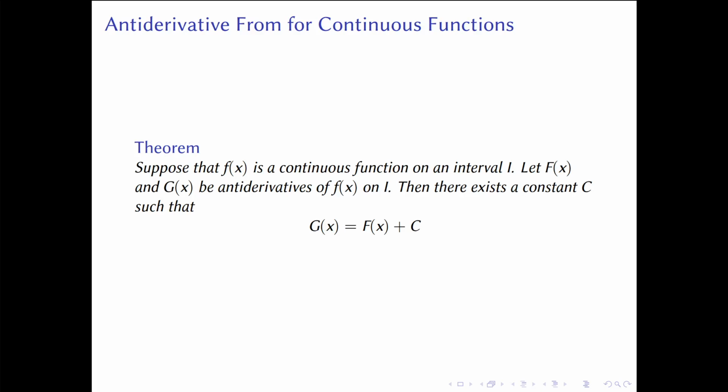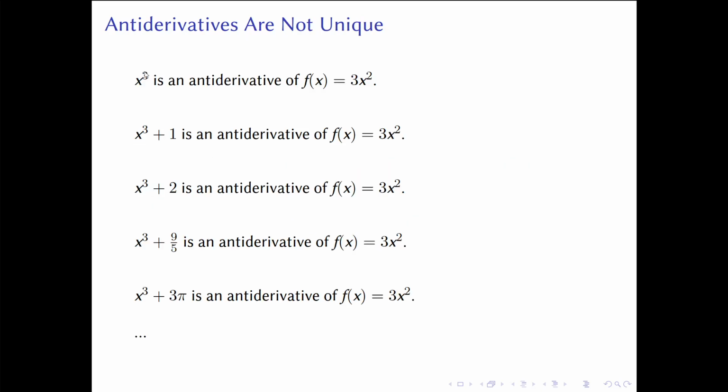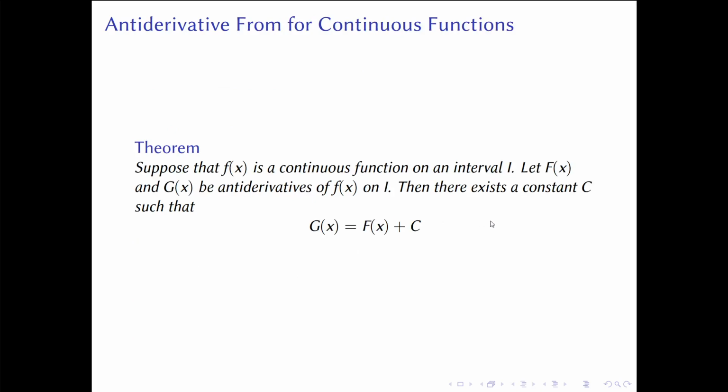This theorem here tells us that for continuous functions, at least, the antiderivatives can't be that different from one another. In the previous slide, you can see that all of these antiderivatives we looked at are kind of the same. They're x cubed plus a number. And so you might ask, well, does 3x squared have an antiderivative that looks different from that? And this theorem tells you that the answer to that question is no.